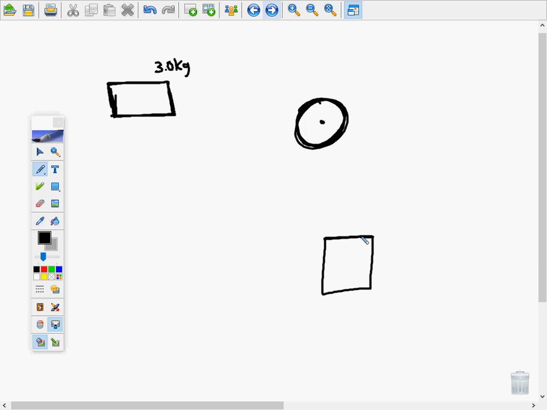So what I'm going to do is pause the video and ask you guys to think about the forces acting on these three objects, and then we'll come back and we'll draw on the forces, and then we'll have to solve for our unknowns.